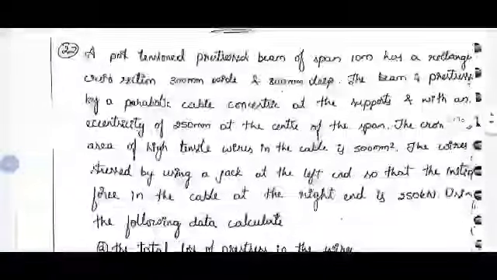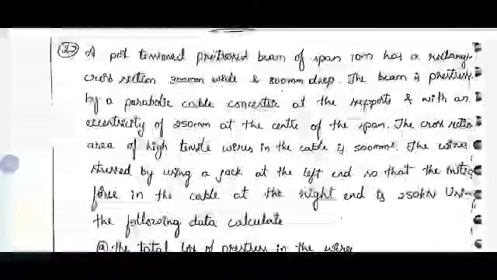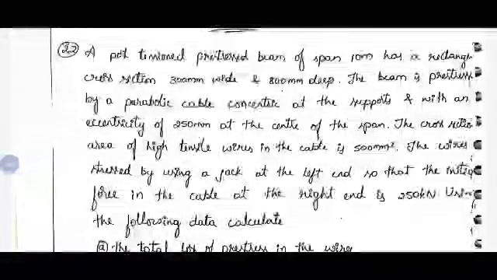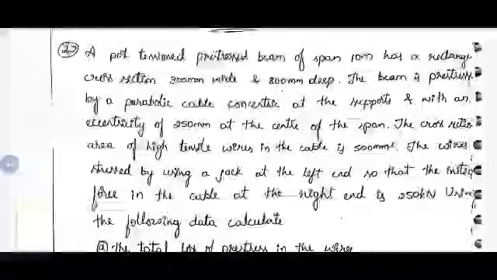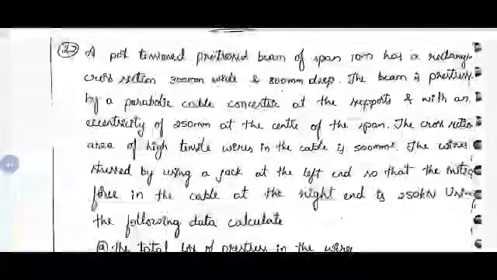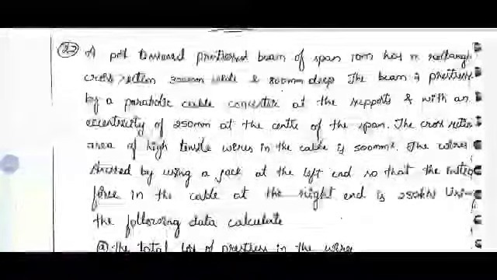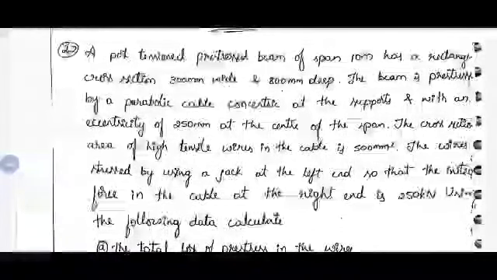Next problem: a post-tensioned pre-stressed beam of span 10 meter has a rectangular cross section 300 mm wide and 800 mm deep. The beam is pre-stressed by a parabolic cable concentric at the supports and with an eccentricity of 250 mm at the center of the span. So it is a parabolic profile. The cross section area of high tensile wires in the cable is 500 mm square.